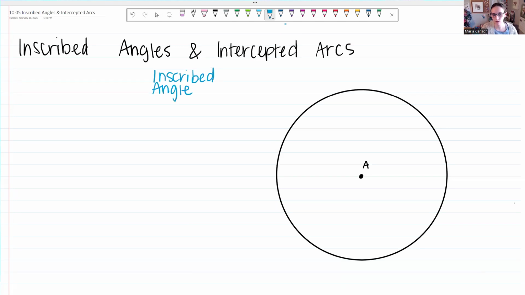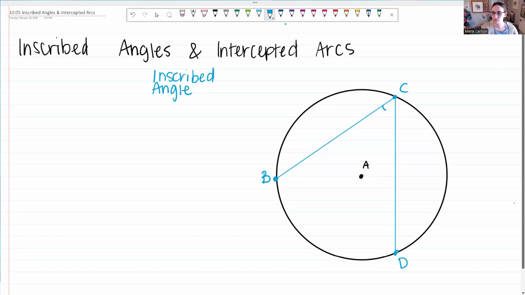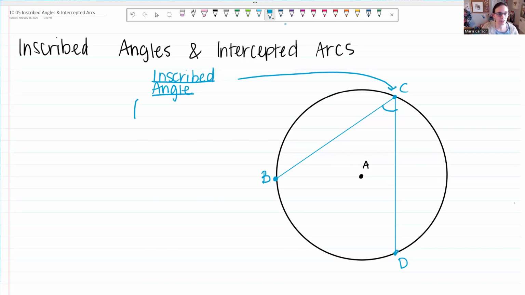So our inscribed angle is going to be formed by two chords. Our first chord is chord BC, and our second chord is chord CD. So this is our inscribed angle here. And it really is the angle that has the vertex on the circle, and then again formed by those two chords.